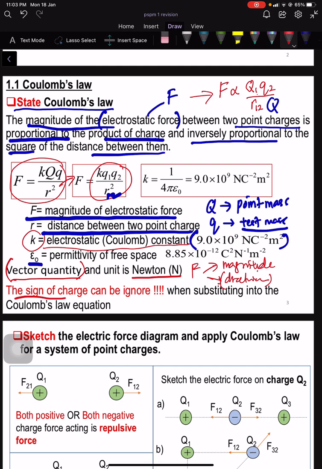The sign of the charge can be ignored. Why can the sign of the charge be ignored? Because the direction of this force you can determine by sketching or drawing. So the sign of the charge must be ignored. So when you do the calculation, make sure the value of Q cannot be negative. It must be a positive value. You cannot take the negative charge into account when substituting into the Coulomb's law equation.